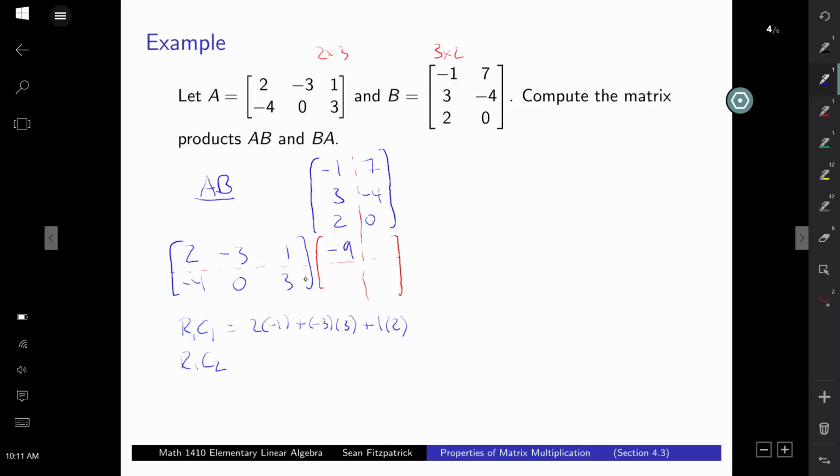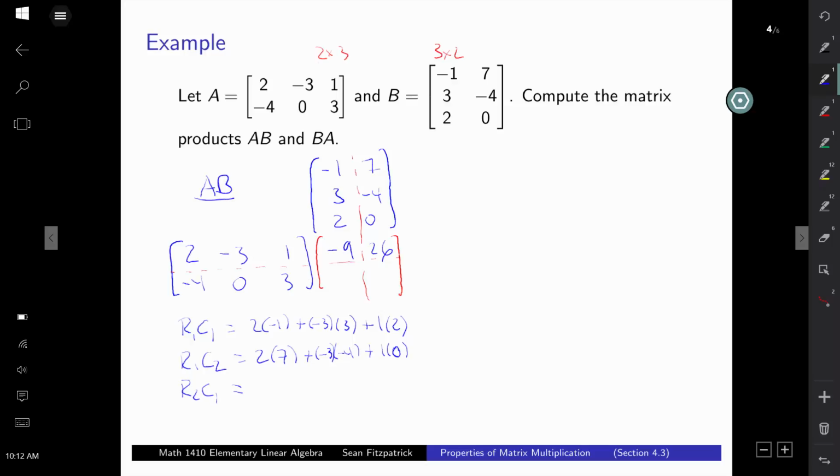We get a minus 9 going in there. Row 1, column 2. So row 1 from A times column 2 from B. So we're going to do 2 times 7, minus 3 times minus 4, 1 times 0. Okay, so that's going to be 14 plus 12 plus 0 gives me 26. And then I can do row 2, column 1.